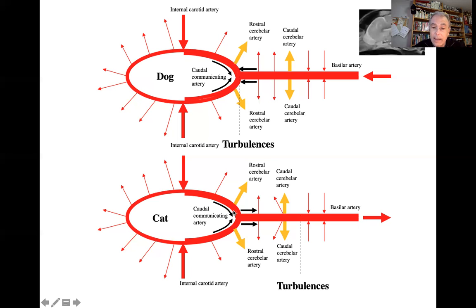However, in the cat, the circulus arteriosus cerebri receives blood from the internal carotid arteries. The basilar artery takes blood away from the circulus arteriosus cerebri. So maybe these animals are not so prone to have alterations of the blood flow at this level. And as you have seen, the rostral cerebellar artery and the caudal cerebellar artery branch off from very similar sites as in the dog.